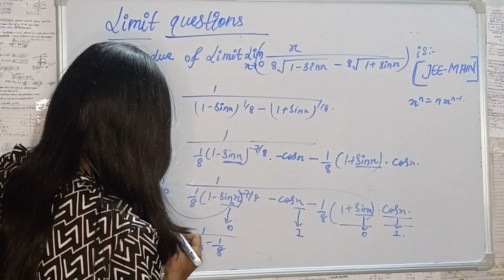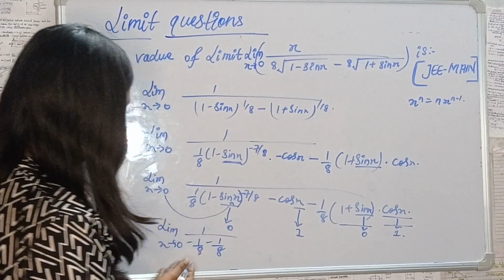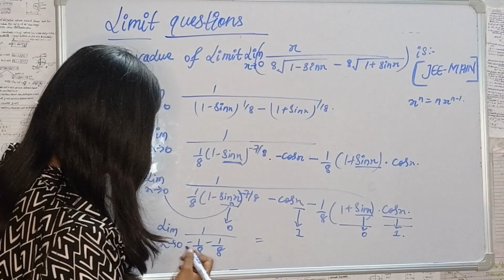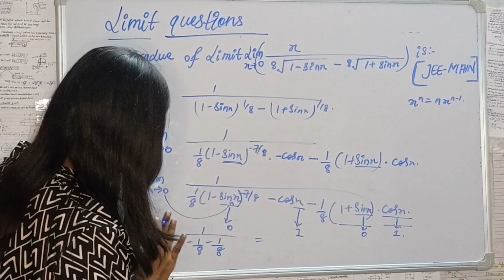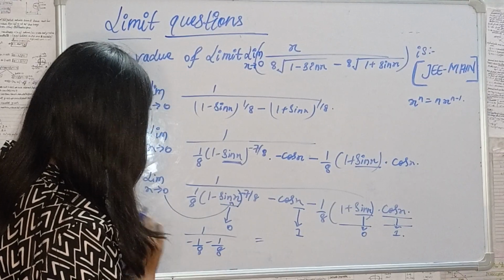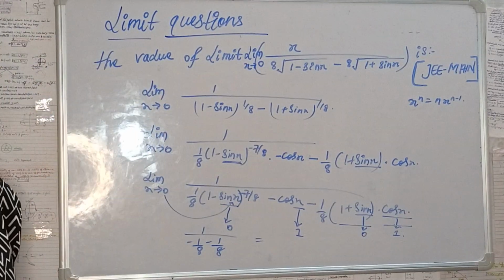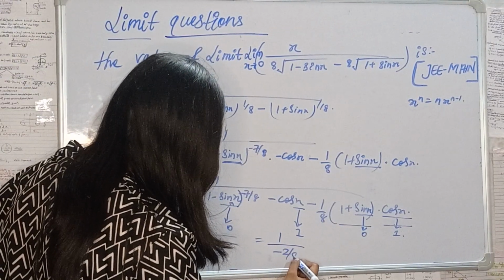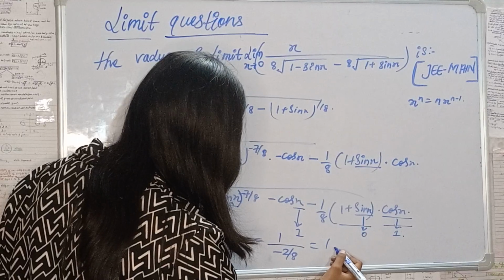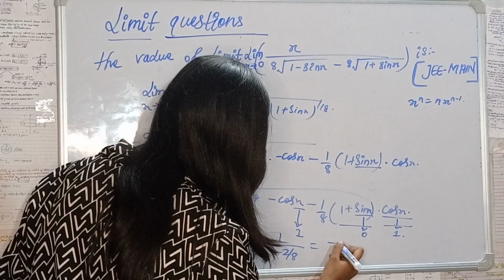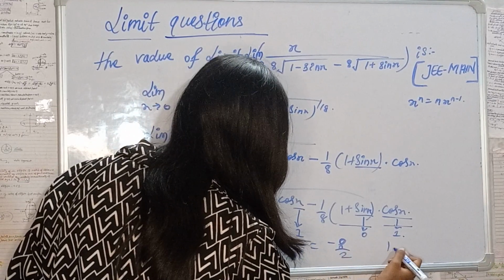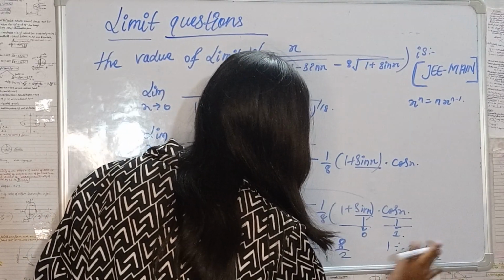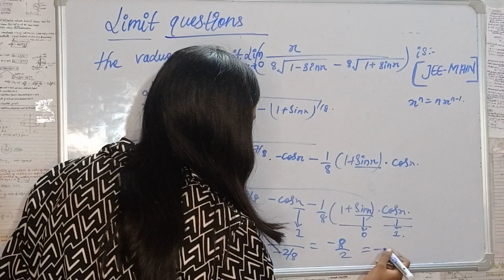That means the limit as x approaches 0 of this question, we have just put in the value of x as 0, so there is no restriction to write the limit value. We are left with minus 2 upon 8. Solving further, 1 divided by minus 2 by 8 is 1 into minus 8 by 2, which comes out to be minus 4.